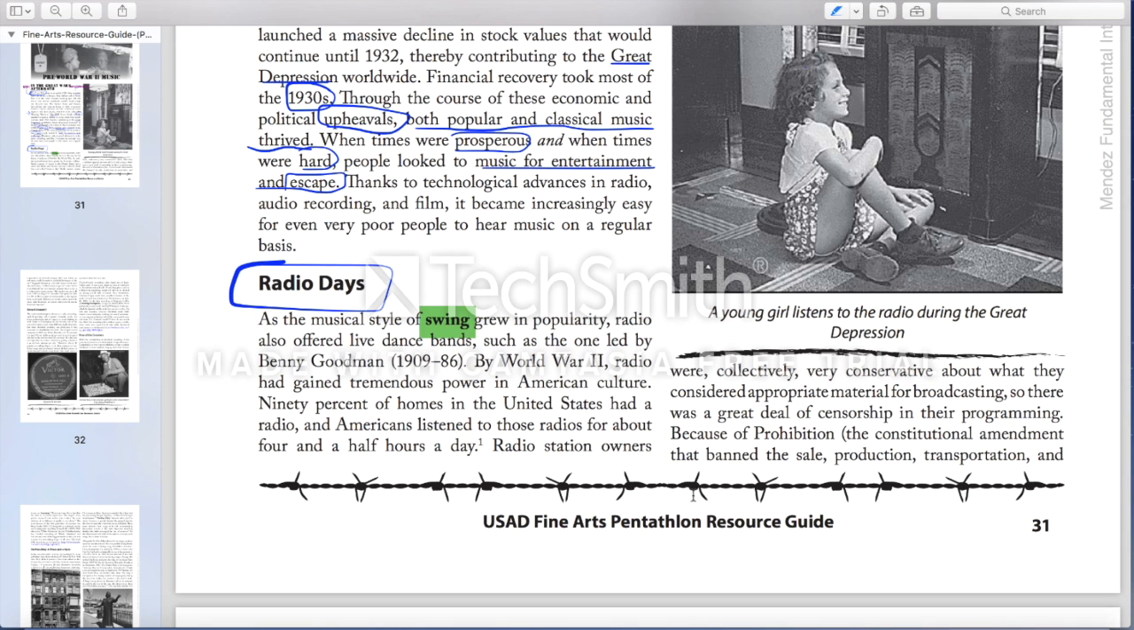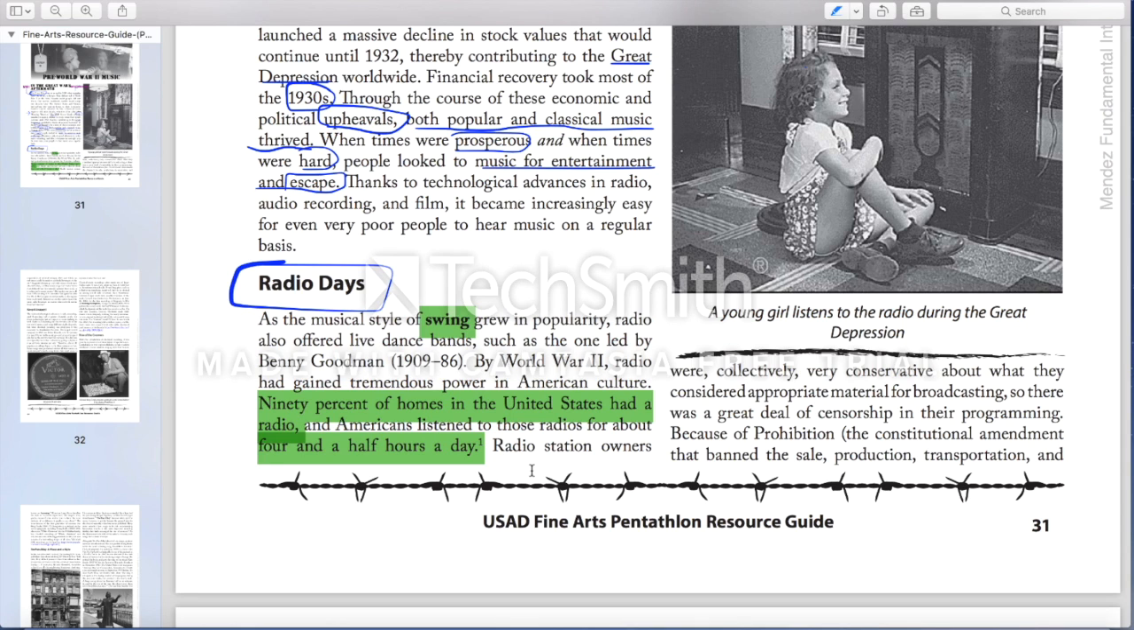Do you guys now get why it's called swing? By World War II, radio had gained tremendous power in American culture. 90% of homes in the United States had a radio, and Americans listened to those radios for about 4.5 hours a day. That sounds crazy, right? But not so much, because I know you guys use your phones or watch TV or Netflix or YouTube for more than 4.5 hours a day.